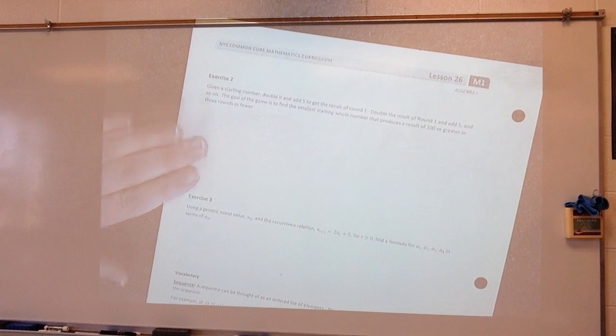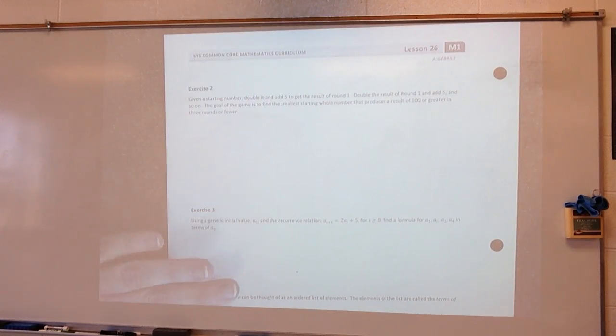So let's look at this. The whole goal of this, given a starting number, is to double it and add 5 to get the result of round 1. Double the result of round 1 and add 5, and so on. The goal of the game is to find the smallest starting whole number that produces a result of 100 or greater in 3 rounds or fewer.